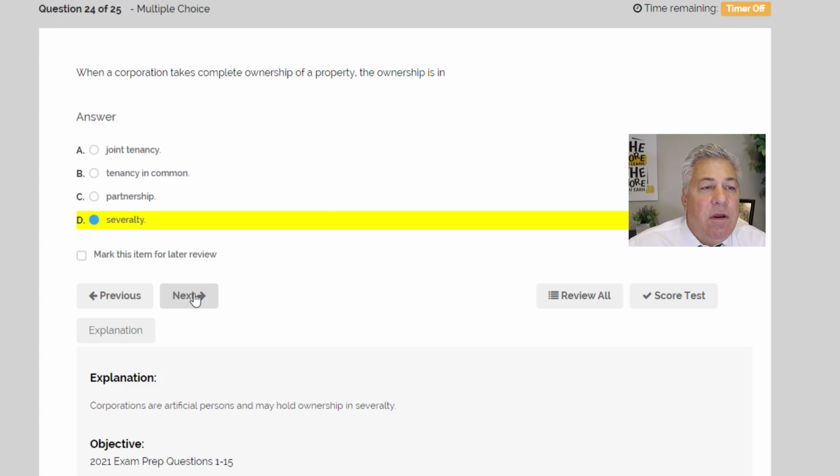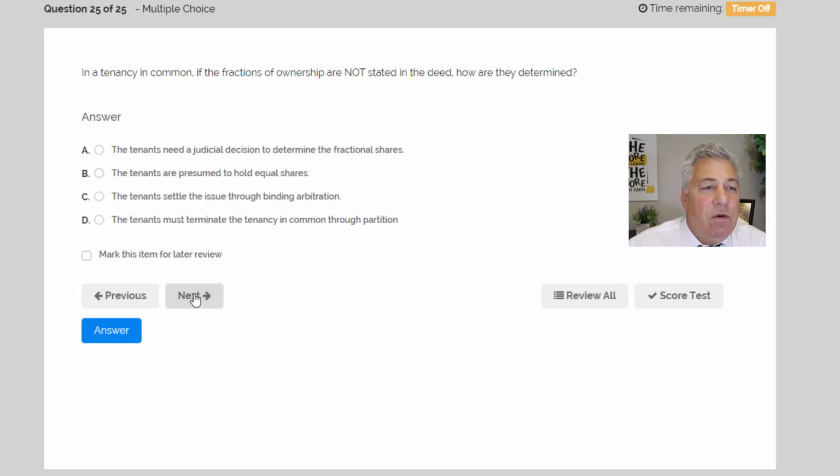And finally, for this set of questions, question number 25. In a tenancy in common, if the fractions of ownership are not stated in the deed, how are they determined? A, the tenants need a judicial decision to determine the fractional shares. B, the tenants are presumed to hold equal shares. C, the tenants settle the issue through binding arbitration. Or D, the tenants must terminate the tenancy in common through a partition.